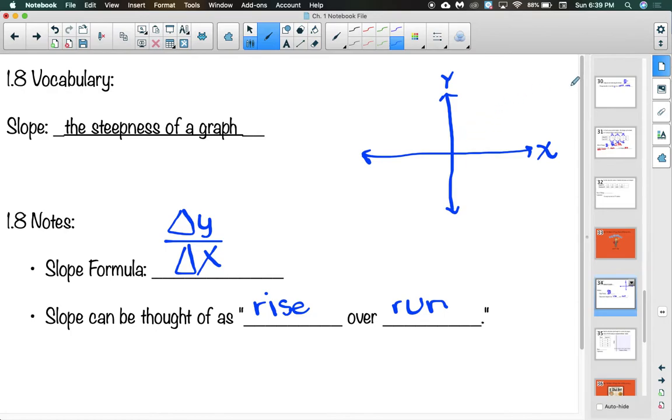Okay, so we'll talk about slope really, really soon here. Again, slope is the steepness of a graph. When you make your vocab card about slope, I would put all of these things on it. Okay, slope on one side, and then the steepness of a graph. The formula is delta y over delta x, and this phrase, rise over run. Okay, all on the slope note card because they're all really important pieces of slope.